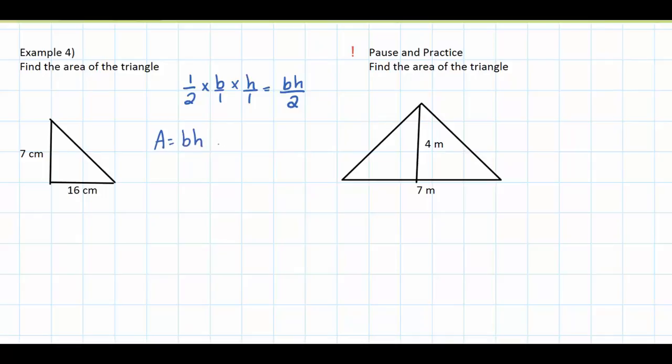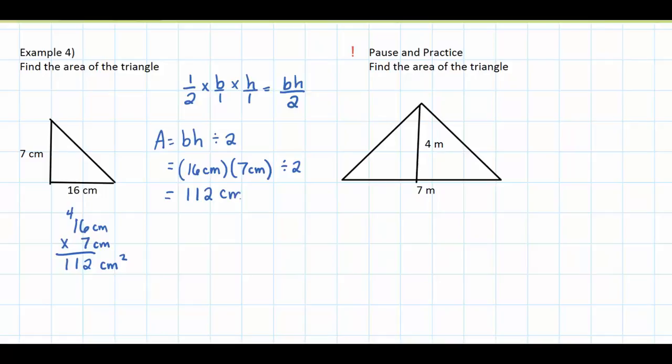A equals base times height divided by 2. So we're going to take 16 centimeters multiplied by 7 centimeters and then divided by 2. 16 multiplied by 7 is 112. So this gives us 112 centimeters squared, and then we must divide by 2. 112 divided by 2 is 56. So this gives us 56 centimeters squared, and this is the area of the triangle.